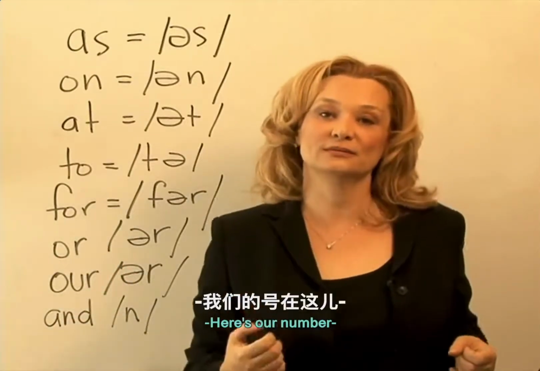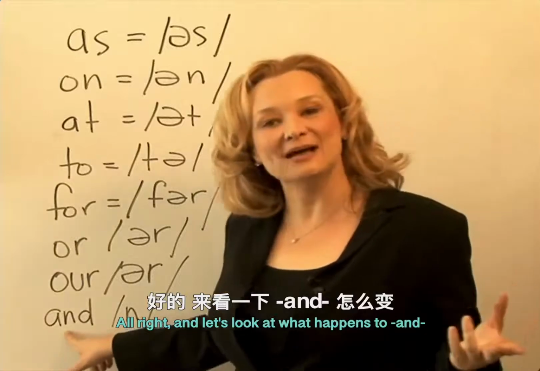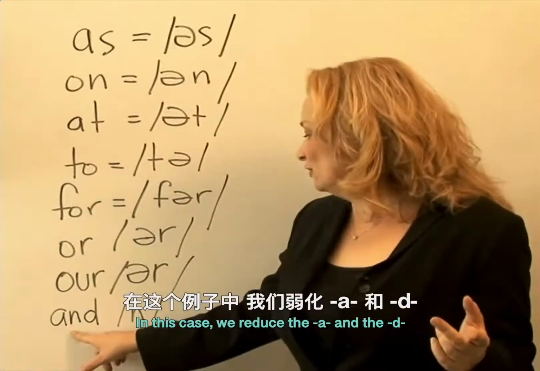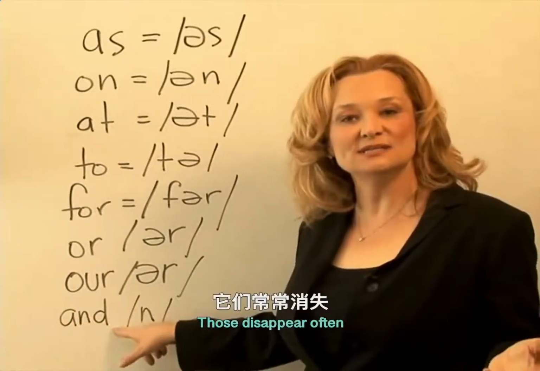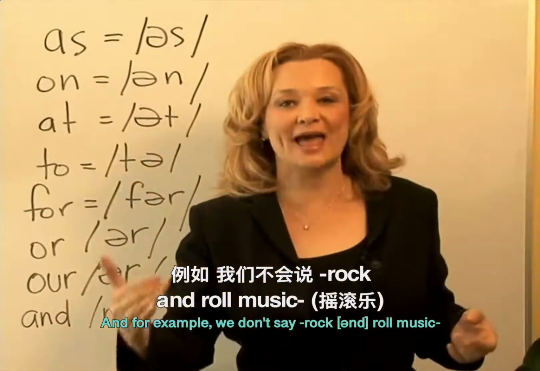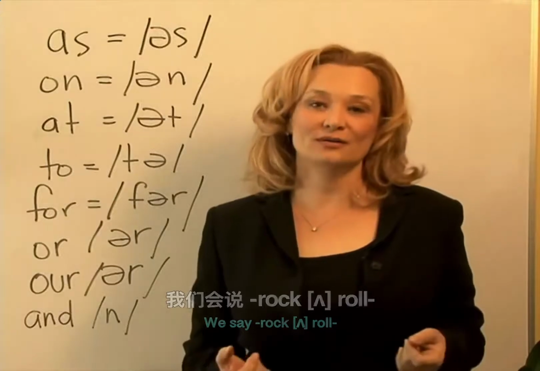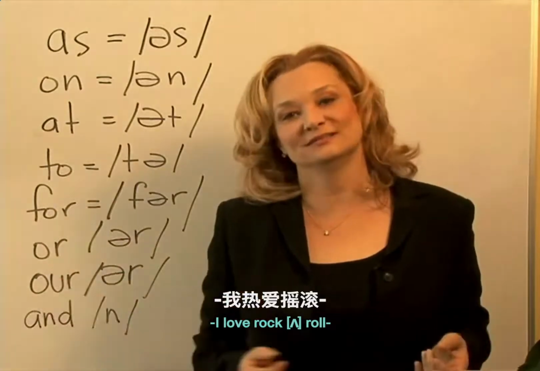Here's our number. All right? And let's look at what happens to "and." In this case, we reduce the A and the D. Those disappear often. For example, we don't say "rock and roll music." We say "rock 'n' roll." I love rock 'n' roll.